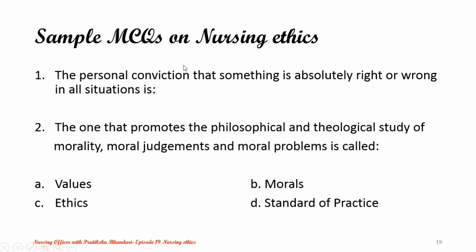Question number 1. The personal conviction that something is absolutely right or wrong in all situations is: options: values, morals, ethics and standards of practice. Next one is the one that promotes the philosophical and theological study of morality, moral judgment and moral problems.